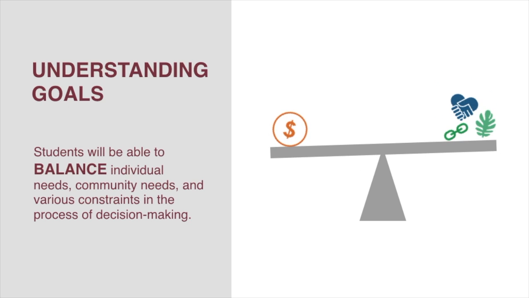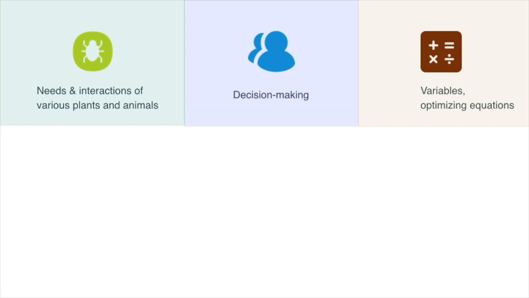Our topic focuses on the understanding goal that students will be able to balance individual needs, community needs, and various constraints in the process of decision making. In the realm of biology, students will consider the needs and interactions of various plants and animals in the climate in the process of determining which plants to include in their garden. Regarding humanities, students will also come to understand the decision-making processes behind community policies and facilities.